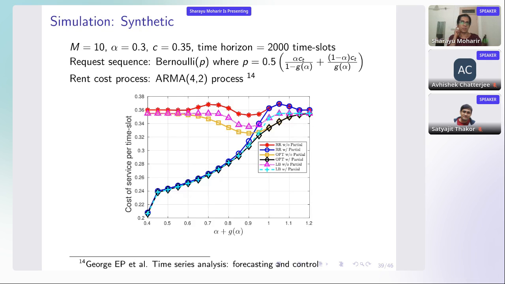And you see that the performance of alpha RR, which is denoted as alpha RR with partial here, is quite close to that of the lower bound with partial hosting for all values of G alpha considered. Further, we see that the performance gap between RR and alpha RR is high when alpha plus G alpha is less than 1. And this performance gap vanishes when alpha plus G alpha is greater than or equal to 1. What this tells us is that the benefit of partial hosting is limited to the setting where alpha plus G alpha is less than 1.